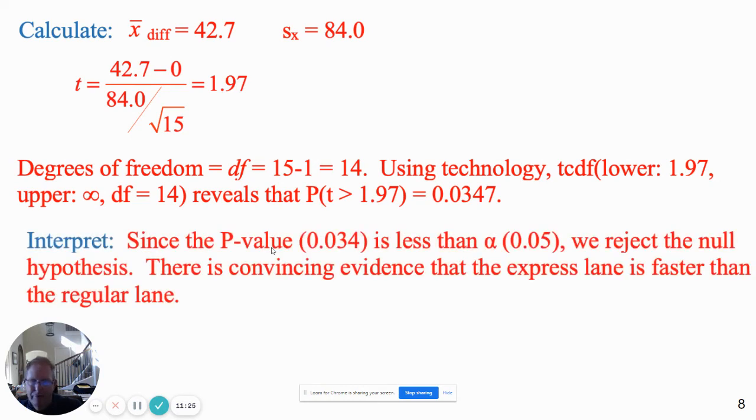I now have to interpret that probability. Since the p-value of 0.034 is less than the alpha value, my significance level of 0.05, we reject the null hypothesis. There is convincing evidence that the express lane is faster than the regular lane. So because the p-value is less than our significance level, we rejected the null. That's convincing evidence in favor of the alternative hypothesis, but we have to express the alternative hypothesis in context.